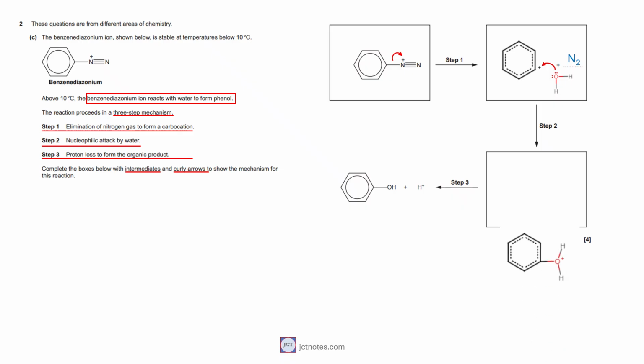This forms the phenyloxonium ion, which we place in the second box. The next curly arrow goes from the hydrogen-oxygen bond in this ion back to the oxygen atom. This releases a proton and forms phenol in the third step.